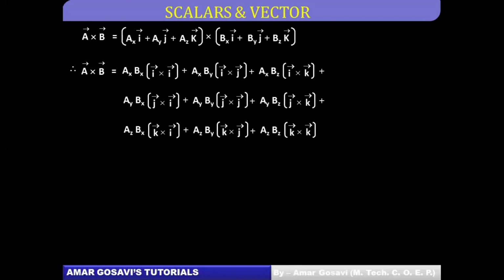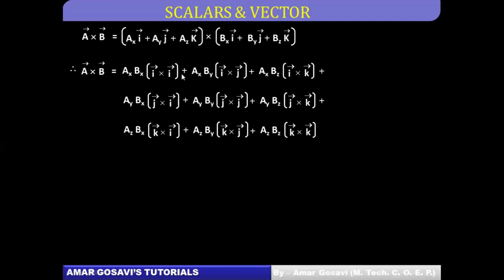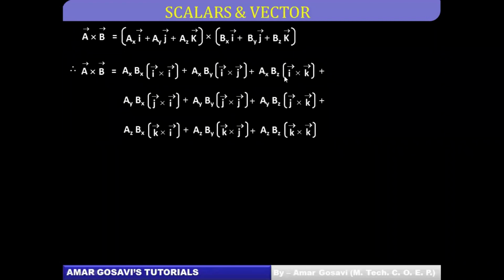Now we all know, you can see I cross I, J cross J, and K cross K, they are 0. That's what we have seen. So 1, 2, and 3, these diagonal terms will vanish. Now we all know I cross J is K. I cross K, we should know what it is, right? We will just substitute it.